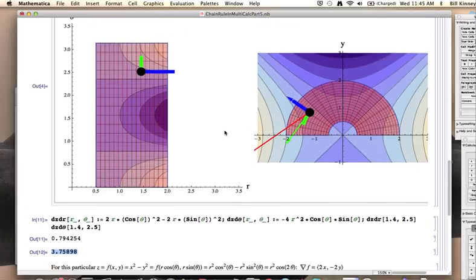The derivative with respect to theta is bigger than the derivative with respect to r, which makes sense because r is practically parallel to that line there. So as you move radially away from the origin, the function value is not increasing very fast, but if you move along an angle, a constant r here a little bit, the function value is increasing relatively fast.